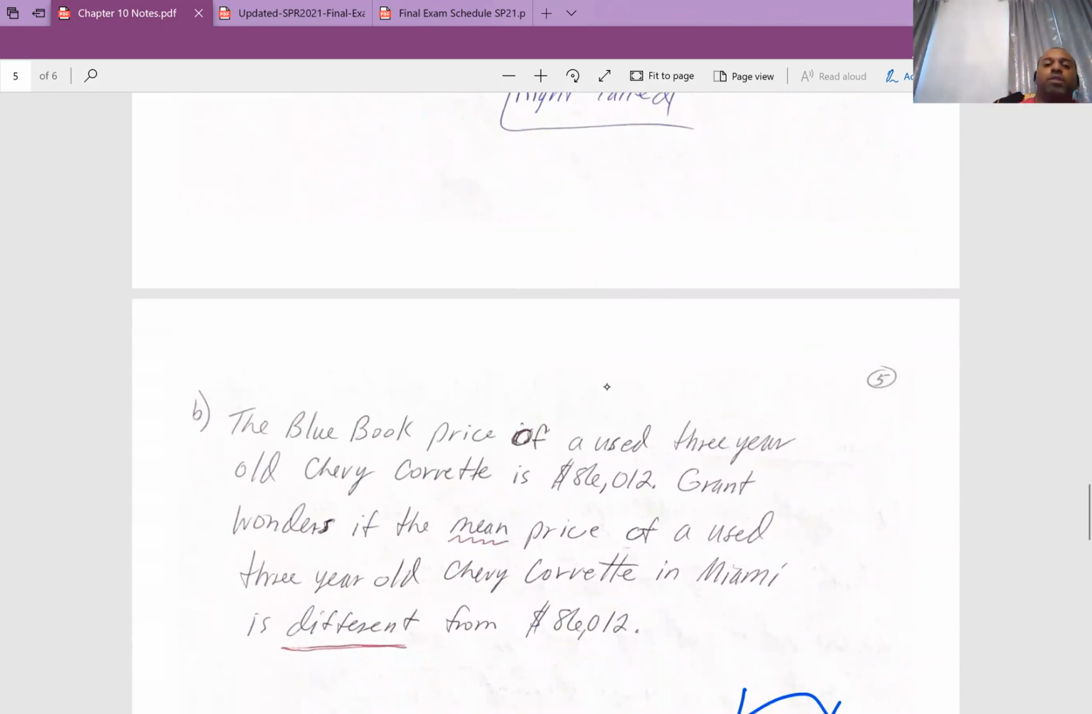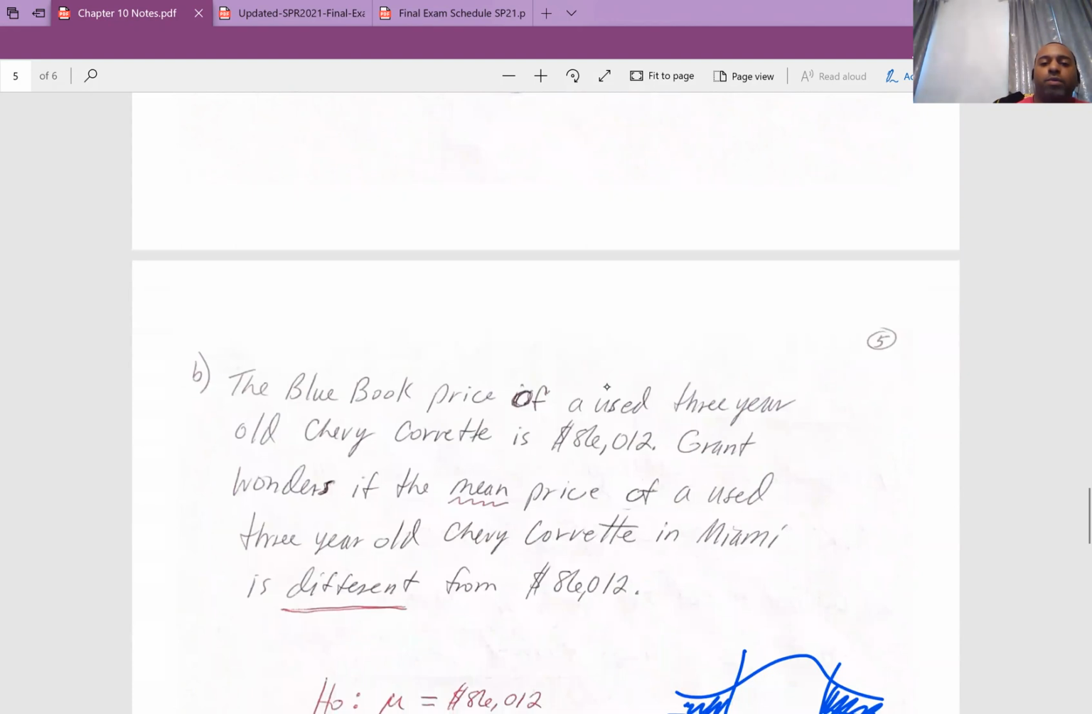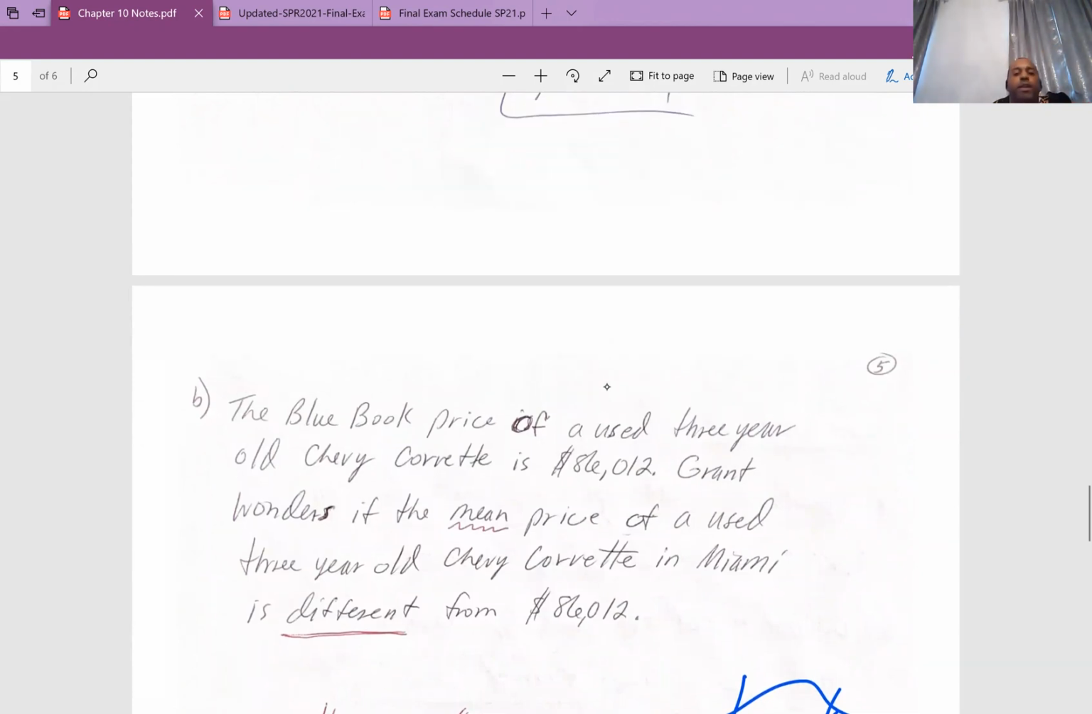All right, next one. The Blue Book price of a used 3-year-old Chevy Corvette is $86,012. Grant wonders if the mean price of a used 3-year-old Chevy Corvette in Miami is different from 86,012.